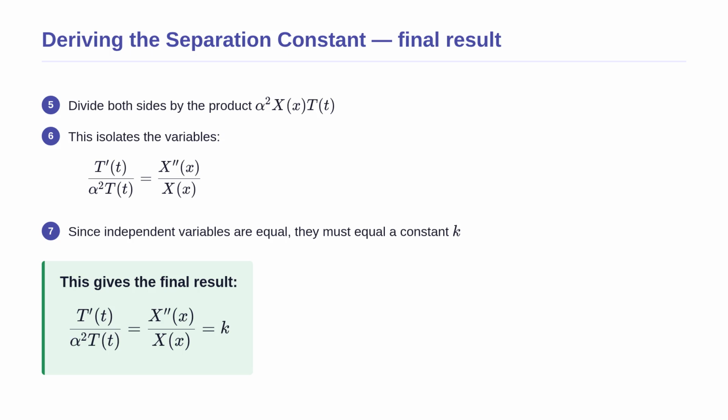Continuing from our substitution, we now have an equation where position and time variables are mixed together on both sides. Our immediate goal is to isolate them. By dividing both sides by the product of alpha squared, X and T, we achieve something mathematically beautiful. The left side now depends entirely and exclusively on time, and the right side depends entirely on position. How can a function that only changes with time always equal a function that only changes with position? Logically, this is only possible if neither side actually changes at all. They must both equal the exact same constant number, which we call k, the separation constant.